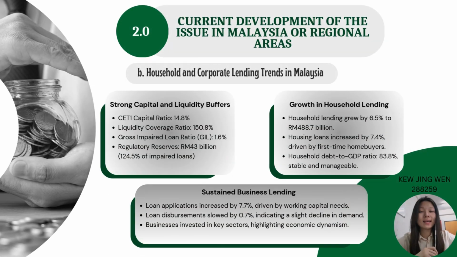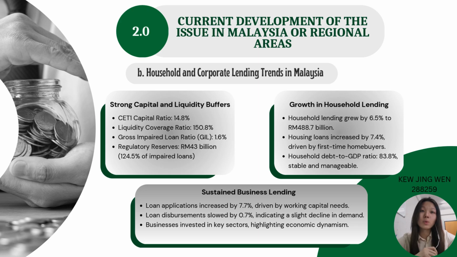Furthermore, I will provide an overview of Malaysia's household and corporate lending trends in 2024, highlighting the resilience of the banking sector and its role in sustaining economic growth. The Malaysian banking sector demonstrated remarkable resilience in 2024, with capital ratios far exceeding Basel III requirements. Liquidity levels remain robust with a liquidity coverage ratio of 150.8%, ensuring short-term stability. Notably, the gross impaired loan ratio was low at 1.6%, reflecting strong asset quality.